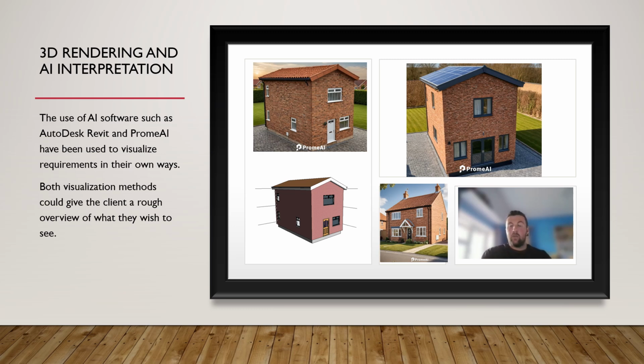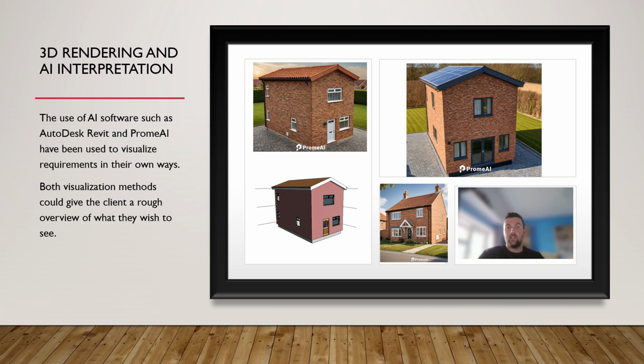I've then used Prome AI software. I have taken this drawing, put it into it and just said, visualize it for me, and this is what it gave above it. I've asked for solar panels on the roof. This is the rear view of the house that was designed in Revit, and that's what the house will look like with a solar panelled roof.